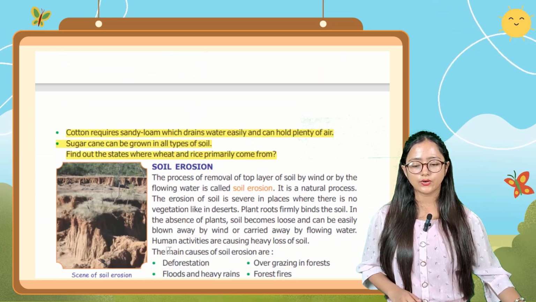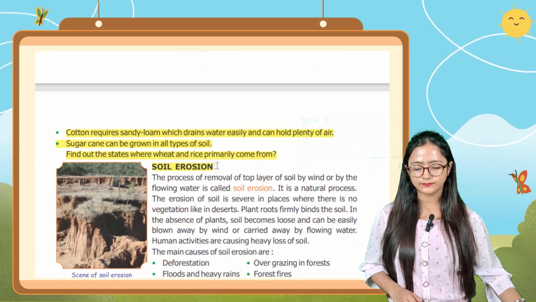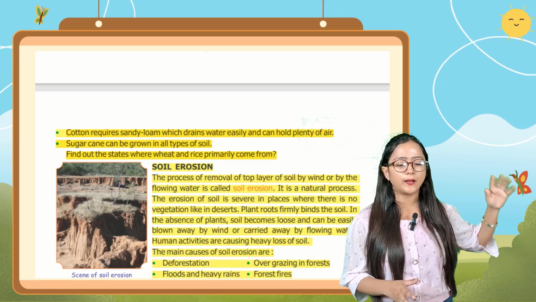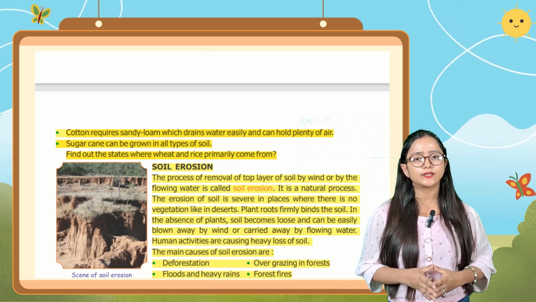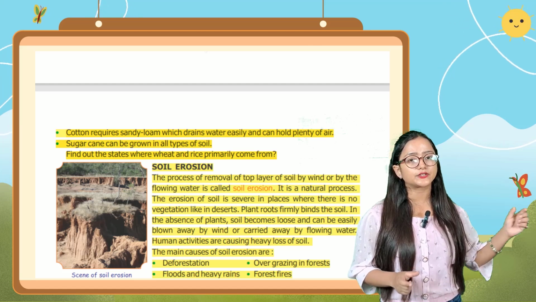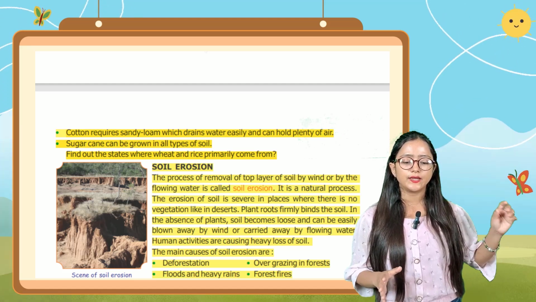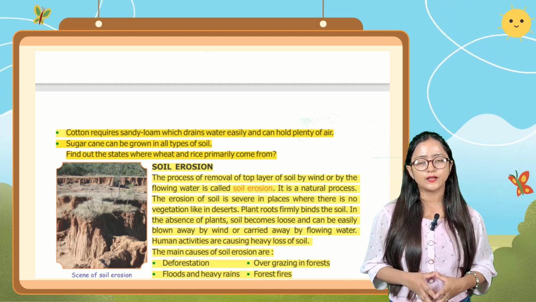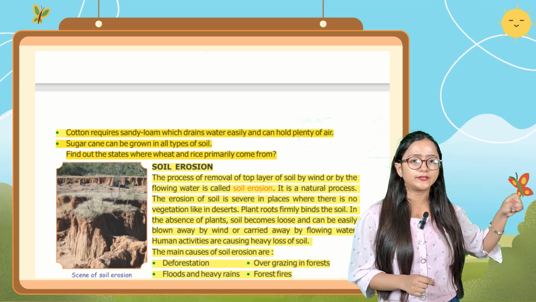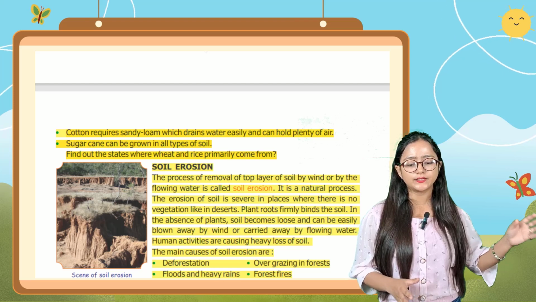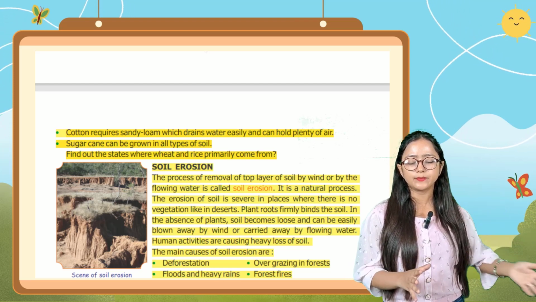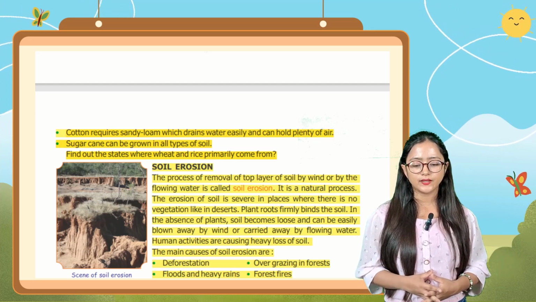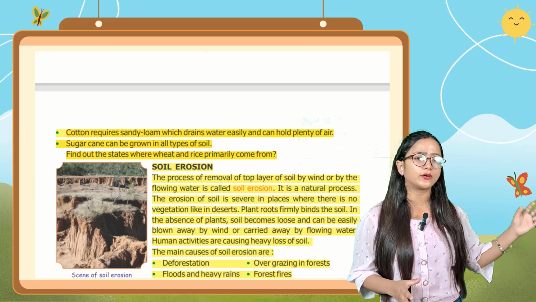Next we're going to talk about soil erosion. The process of removal of the top layer of soil by wind or by flowing water is called soil erosion. It is a natural process. The erosion of soil is severe in places where there is no vegetation, like in deserts. Plants' roots firmly bind the soil. In the absence of plants, soil becomes loose and can be easily blown away by wind or carried away by flowing water. Human activities are causing heavy loss of soil.